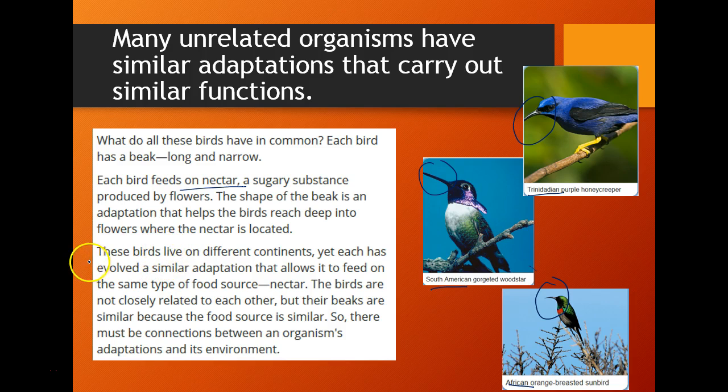So these long and skinny beaks end up being very handy. Even though they live on different continents, they're able to evolve a similar adaptation because they have the same food source, which is nectar. These birds are actually not closely related to one another, but their beaks are similar because their food source is similar.